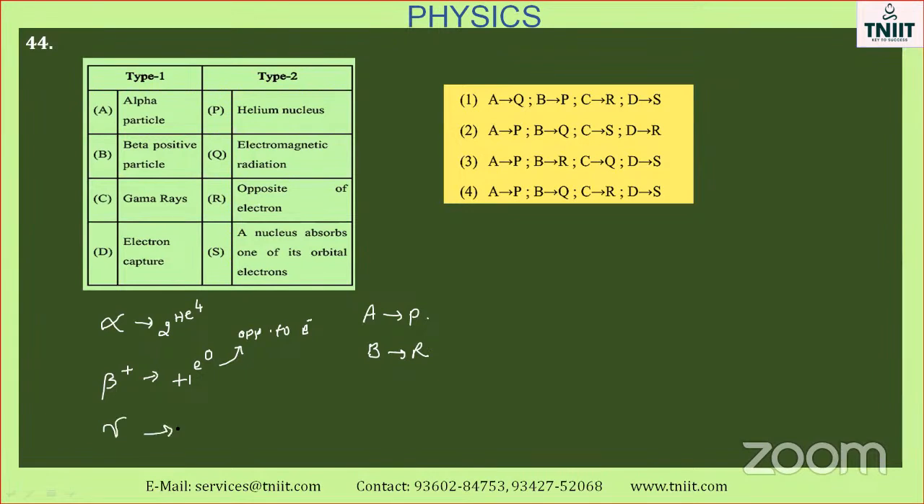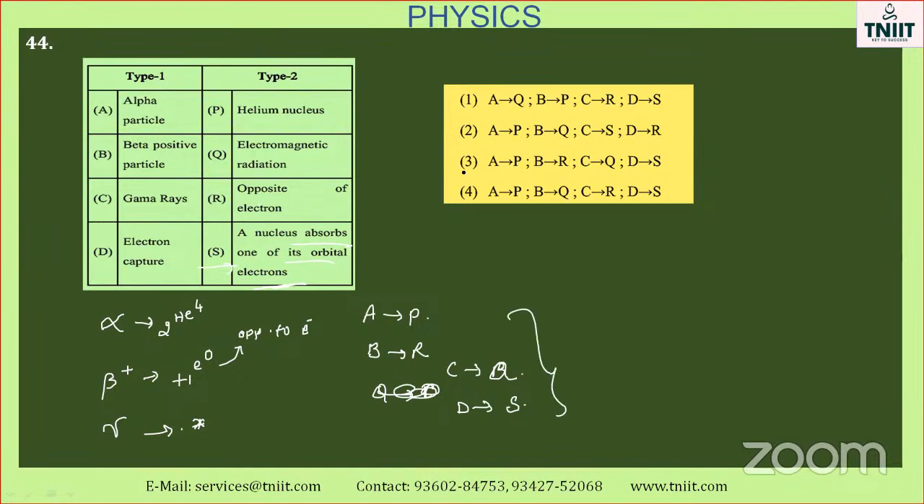Gamma rays do not involve any particle. It is just an excited energy, just an electromagnetic radiation. So C is related to Q, electromagnetic waves. Then electron capture means the nucleus has to absorb one of its orbital electrons. So D is going to be matched with S. A matches with P, B matches with R, C matches with Q, D matches with S.